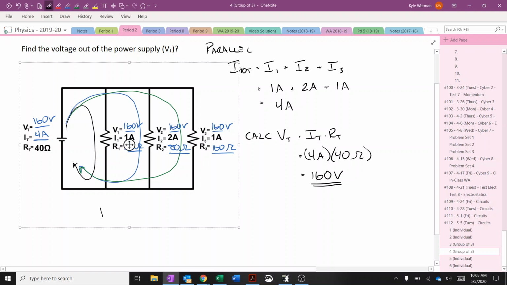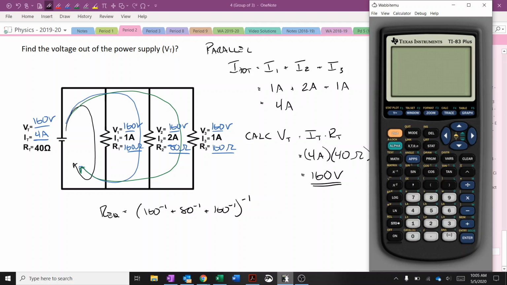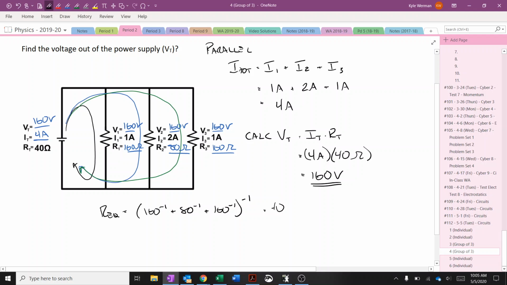Well, in parallel, Req is just 1 over the sum of the reciprocals. So we can do 160 to the negative 1 plus 80 to the negative 1 plus 160 to the negative 1, and raise the whole thing to the negative 1. I'll do that in my calculator. Hopefully that answer gives me 40, which is what I'm expecting. Don't forget that last step. And sure enough, we get 40 ohms, which is what I expect in the end.